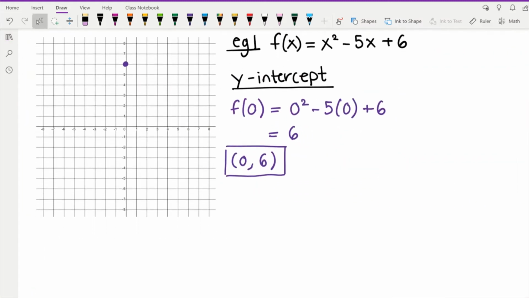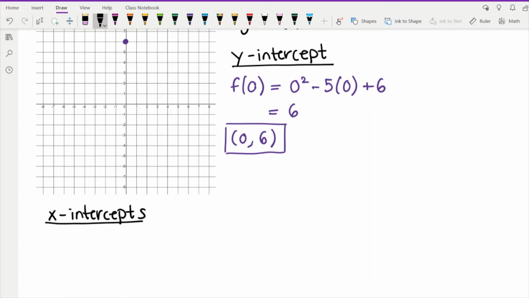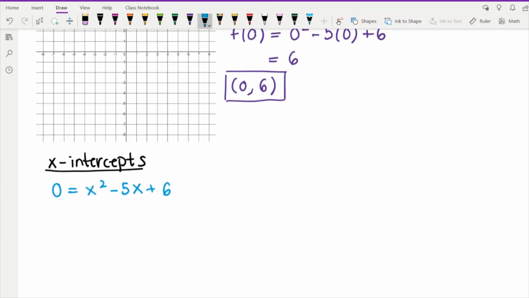Okay, so now we're going to find the x-intercepts. As we said, for the x-intercepts, we want to take our whole function and set it equal to 0. So we have 0 is equal to x squared minus 5x plus 6. And so we can factor this right-hand side, right? So how do we factor?